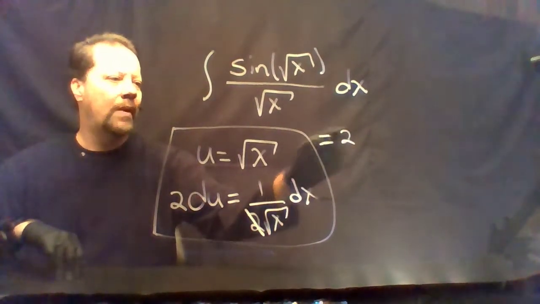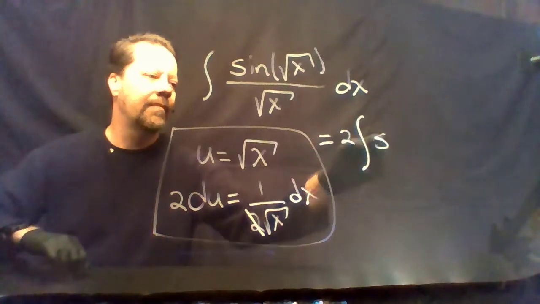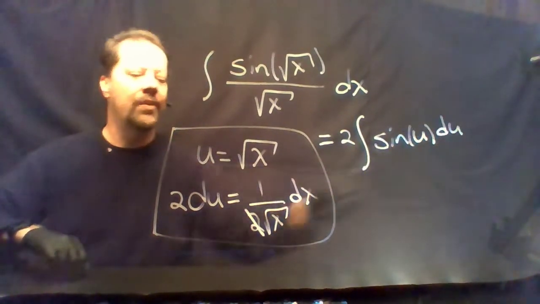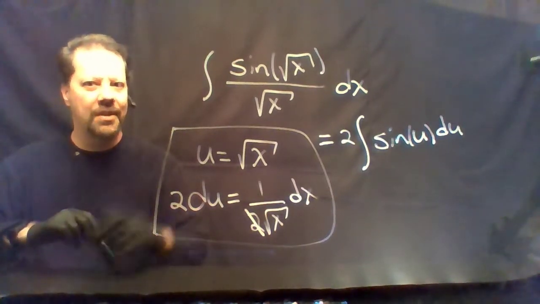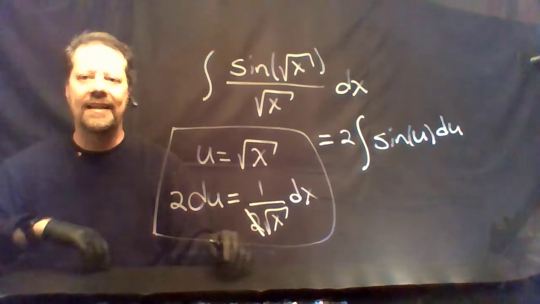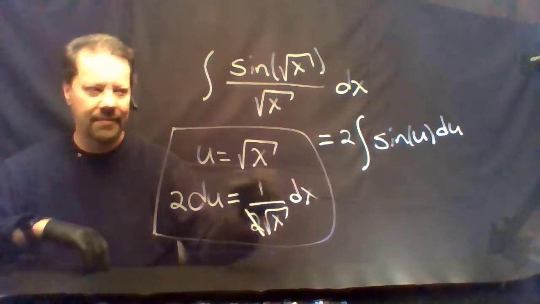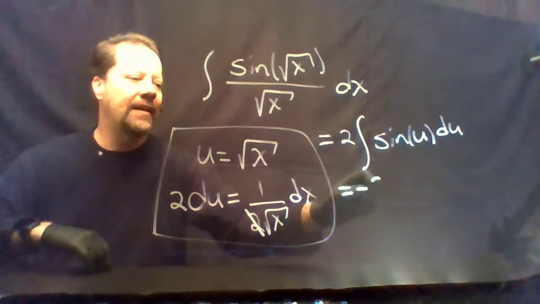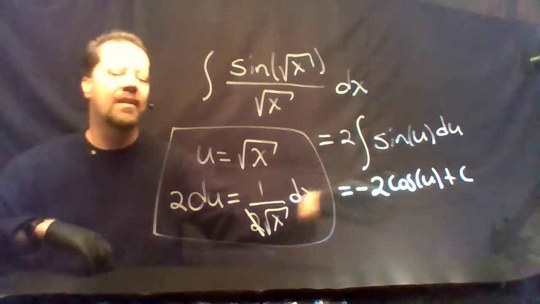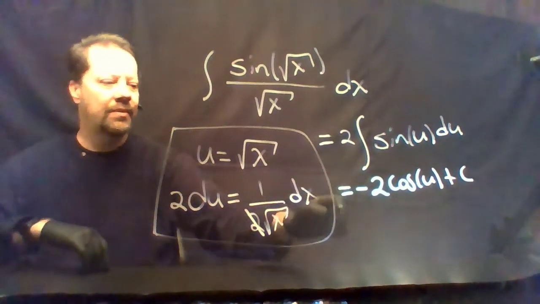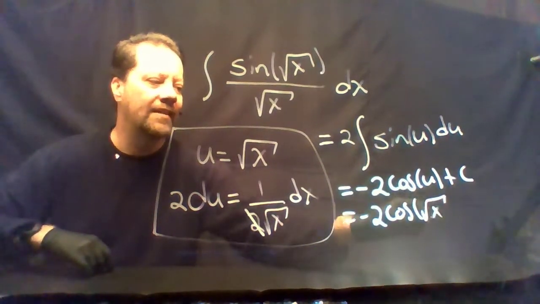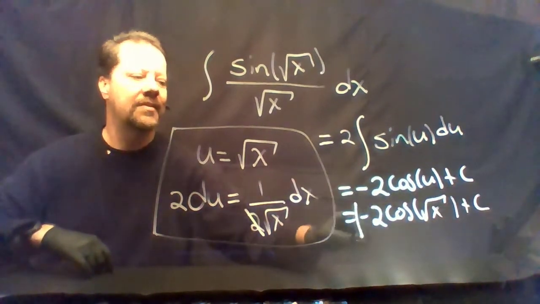We end up with twice the integral of the sine of u du. Make sure that you know where everything went. The integral of sine is minus cosine. So we have minus 2 cosine of u plus c. Substituting back for u, we have minus 2 cosine of the square root of x plus c.